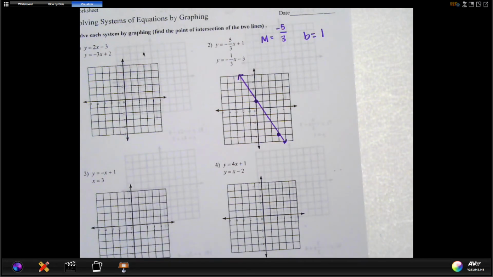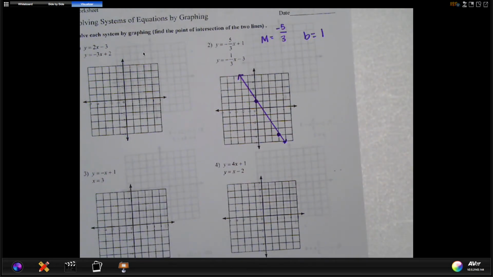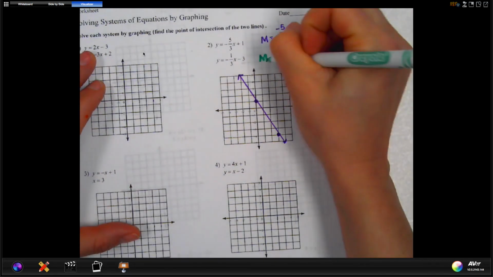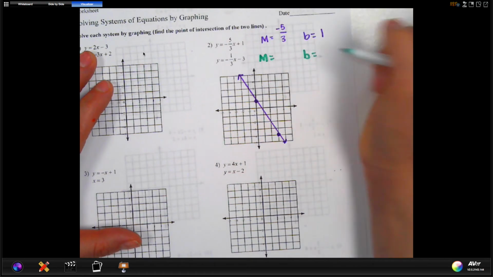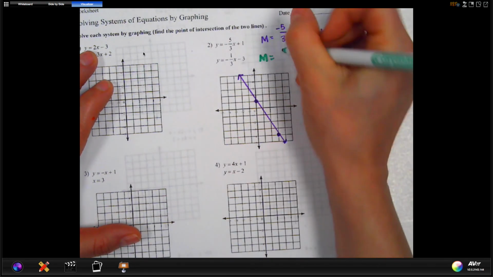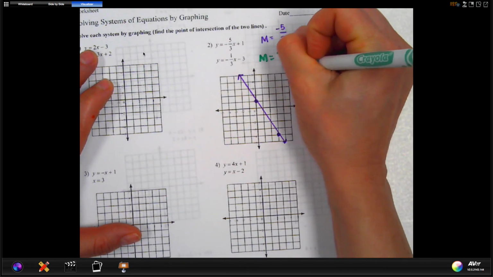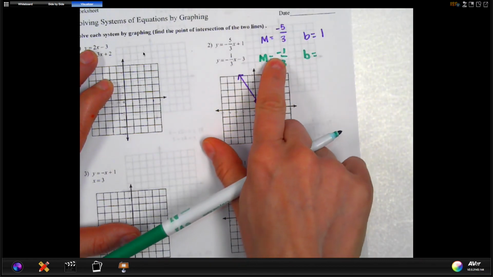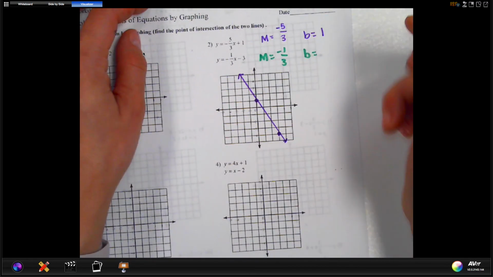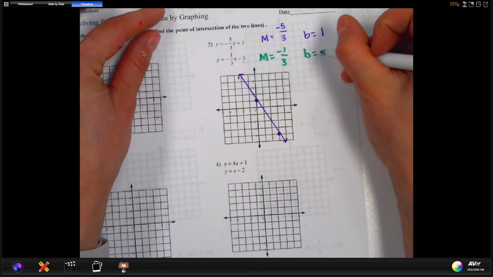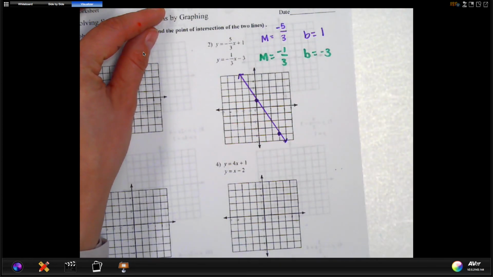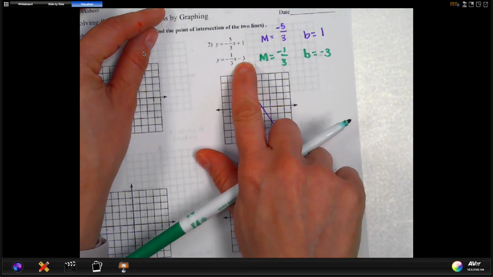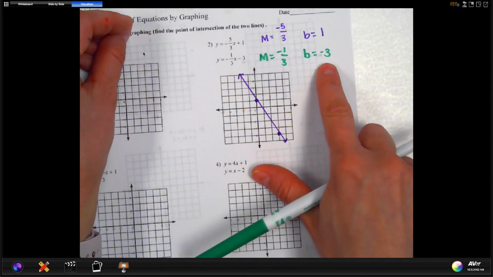Okay, second line then is going to be in y equals as well. So let's identify our m and our b. All right, so our m in this case is negative 1/3. Again, I'm going to put that negative with the top number. And then my y-intercept is negative 3. So because it's minus 3, don't forget that when we're breaking it apart, that makes that a negative.